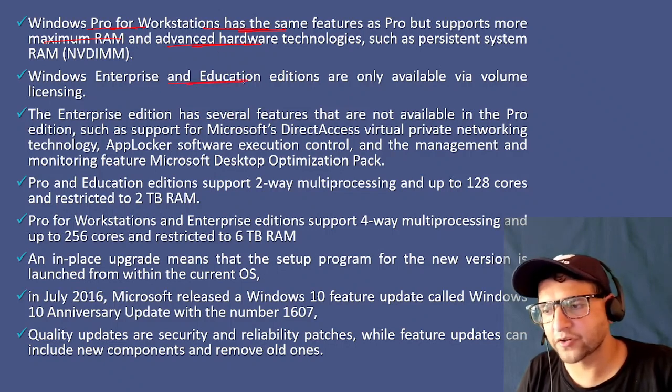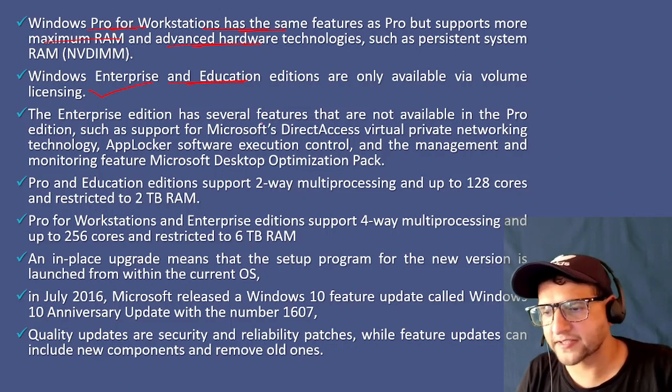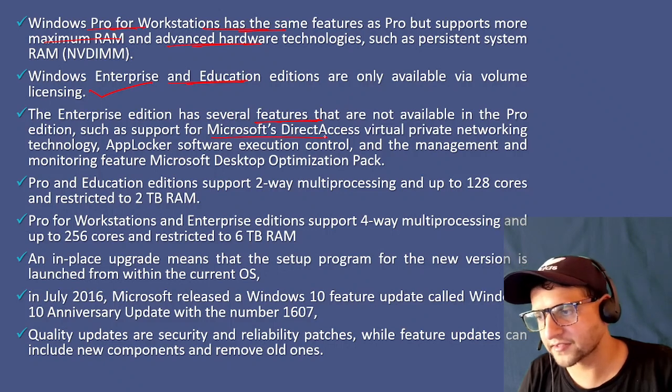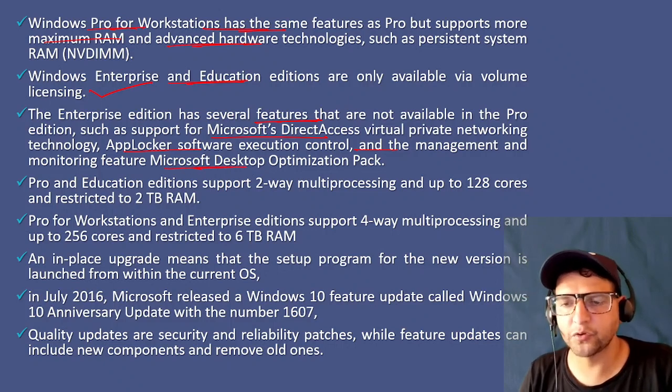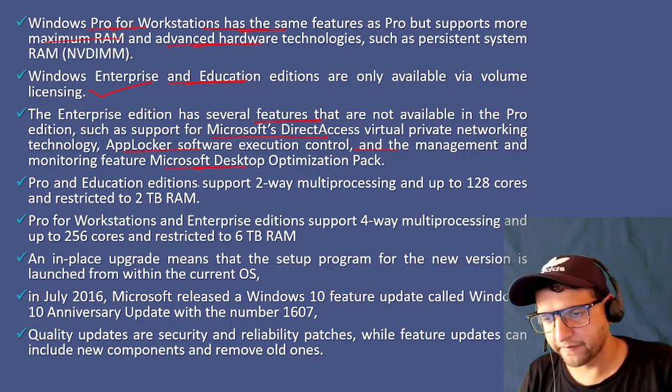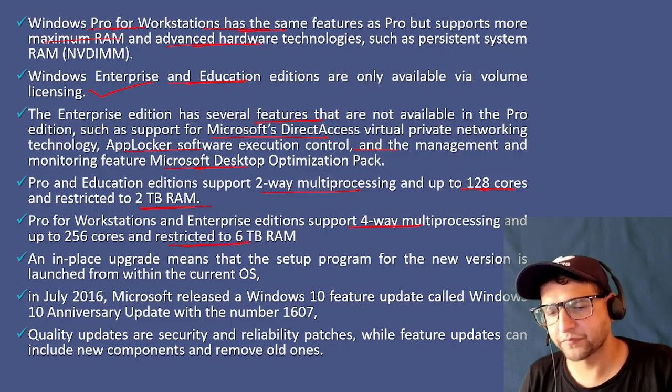Windows Enterprise and Education editions are only available through volume licensing. Enterprise has several features that are not available in Pro, like support for Microsoft DirectAccess, AppLocker, all of that. You don't need to understand what they are, but just remember whether it supports them. Pro Education supports two-way multiprocessing, 128 cores and is restricted to 2 TB RAM. Pro for Workstation and Enterprise support four-way multiprocessing and up to 256 cores and are restricted to 6 TB RAM.